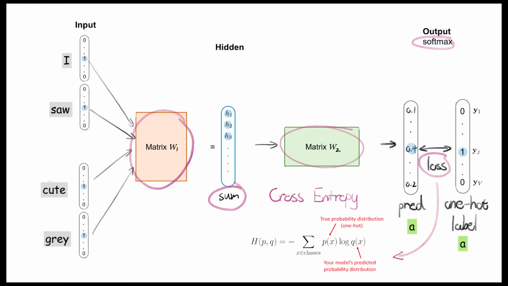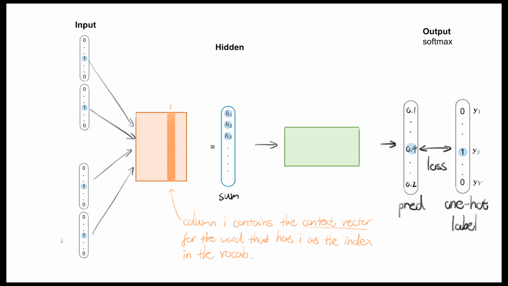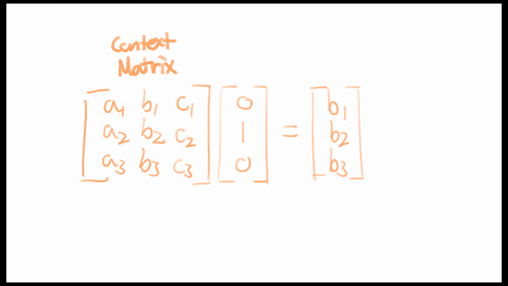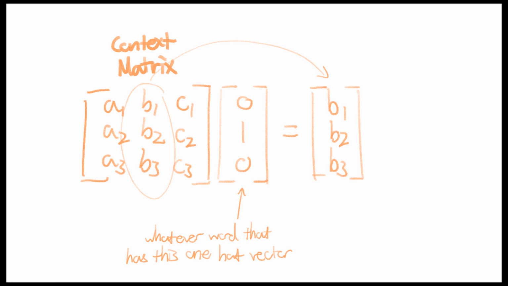I'm not going to go into the details of the matrix multiplication, but in the end, each column in the matrix W1 contains the context vector for the words, while each row in the matrix W2 contains the central vector for the words. The central word vectors are what we want in the end. Why? Well, to put it simply, for the context vector matrix, if you multiply a matrix with a one-hot vector where, say, the second index is 1, only the second column's values will be returned from the matrix. Hence, it becomes the context vector representation for that word which has this one-hot vector representation.